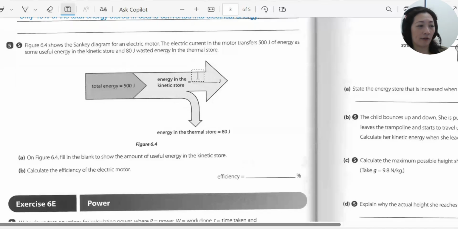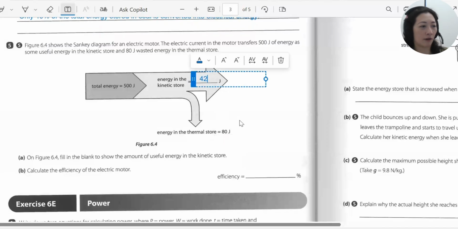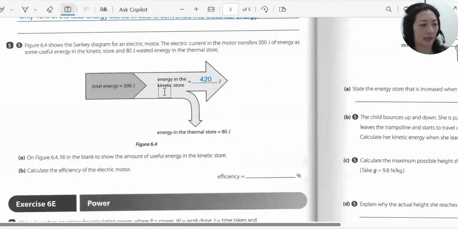So this is a Sankey diagram. Remember that whatever goes straight is the useful output, and it's always drawn to scale. That means the ratio of the size of the arrow does show its actual percentages. But anyway, the question did give you the numbers, right? So we start off with 500 joules. 80 joules has been lost, or rather wasted, in the form of thermal energy. So obviously the balance has to be the useful. So 500 minus 80, of course, would give you 420 joules. So you fill that number in that blank over there.